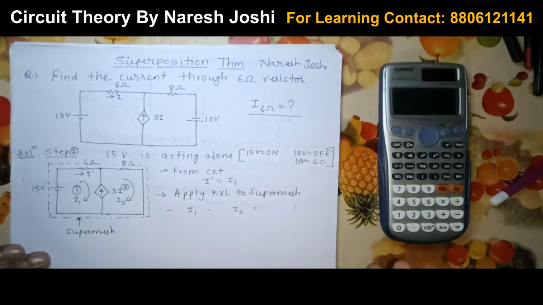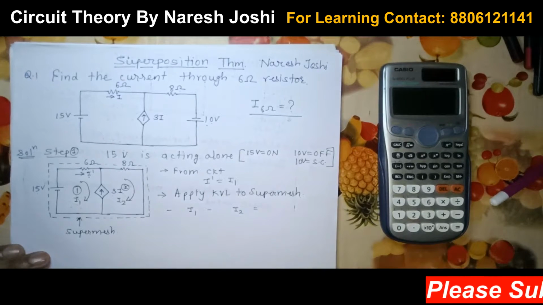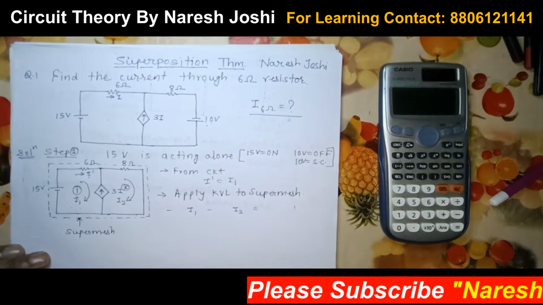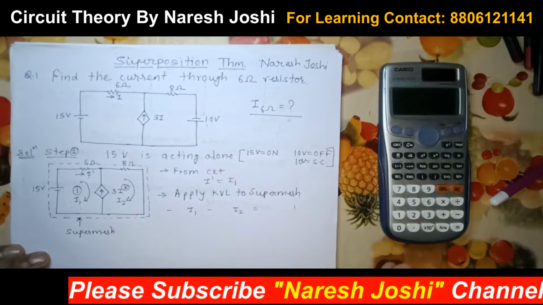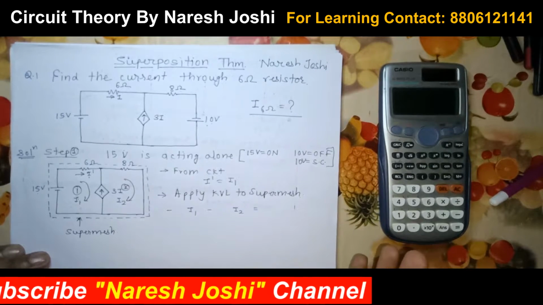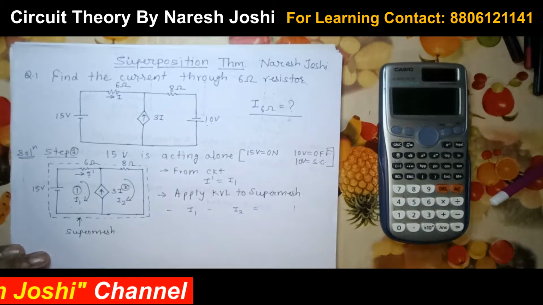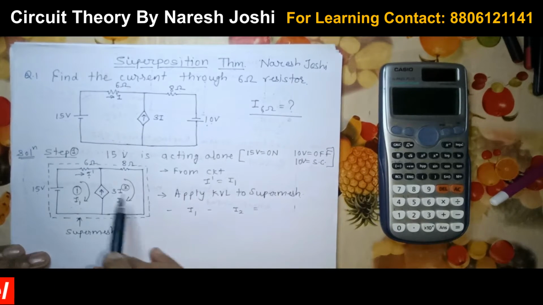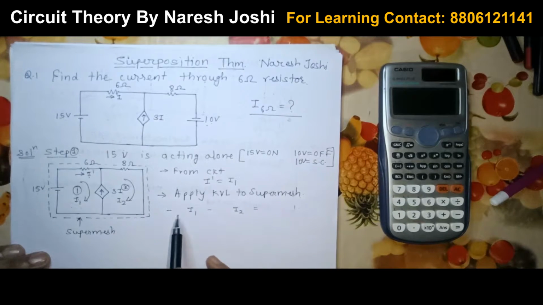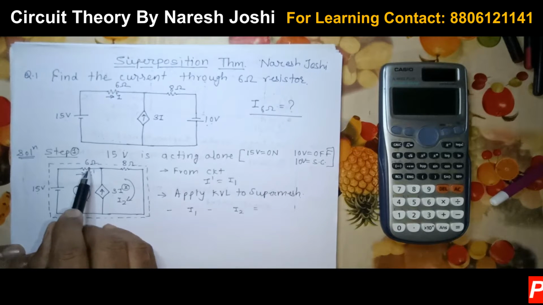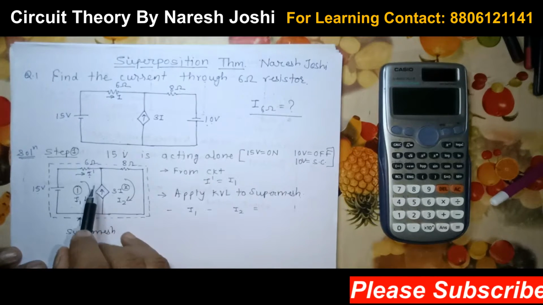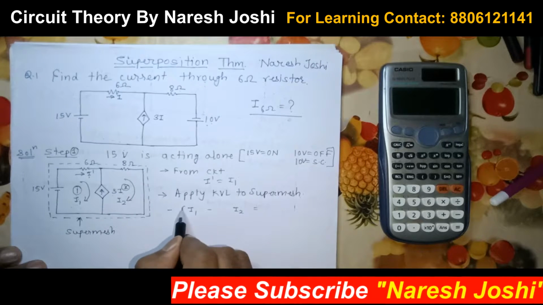If there is another mesh, then I will consider it as a current I3 or I4. If I3 and I4 are present but not in the super mesh, then we will mark them as positive. Because we are applying the KVL to the super mesh, I have considered a minus for both currents. Next, we need to check through which resistance the current I1 is passing. Only through the 6 ohm. You can see I1 is passing through the 6 ohm, so it is 6.